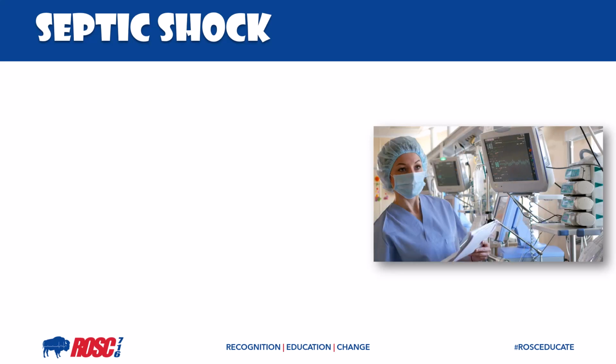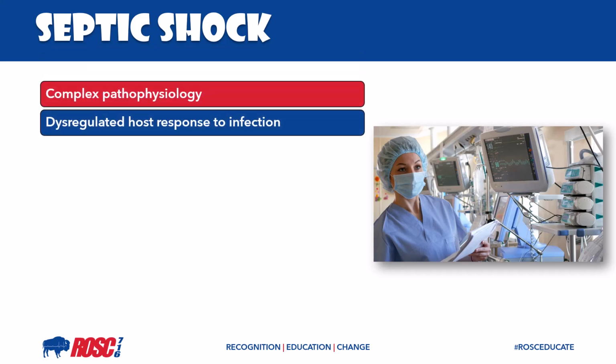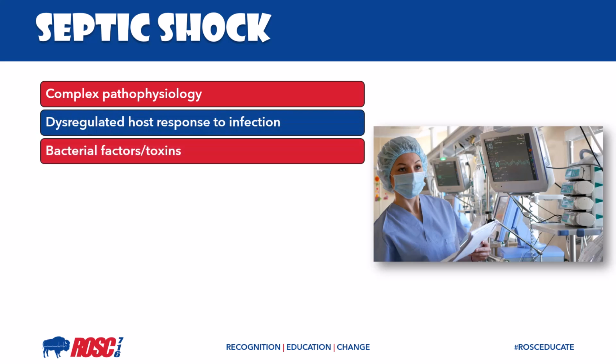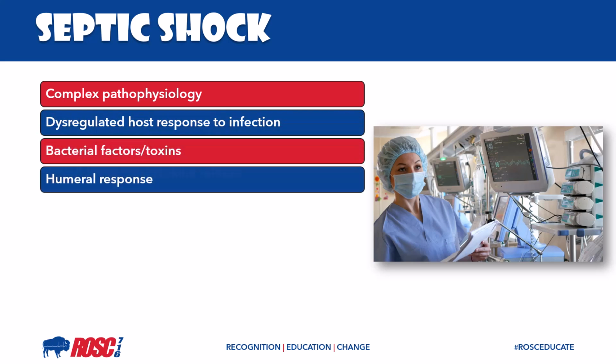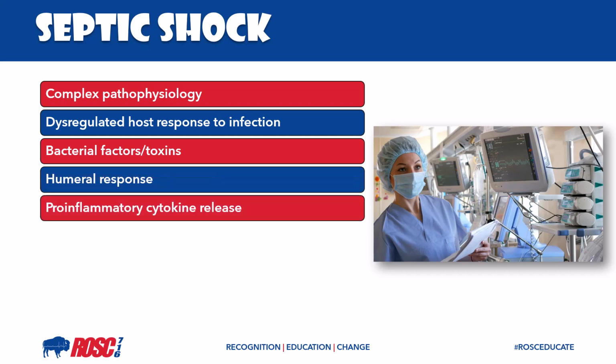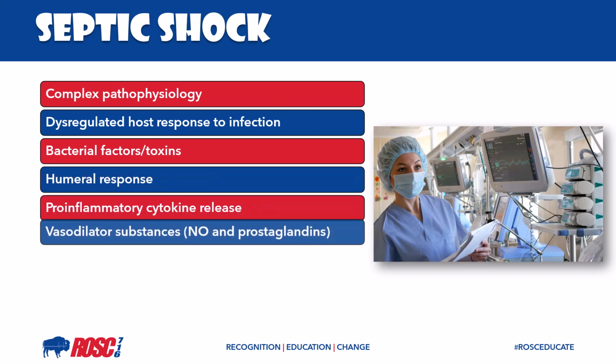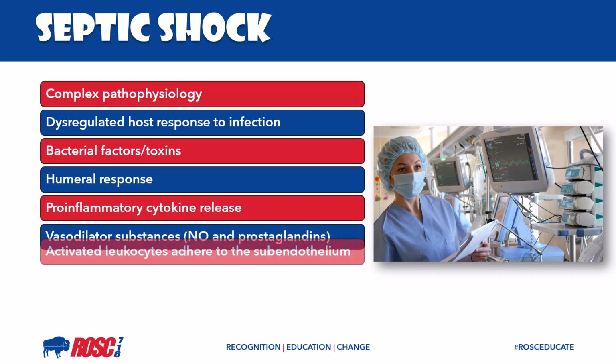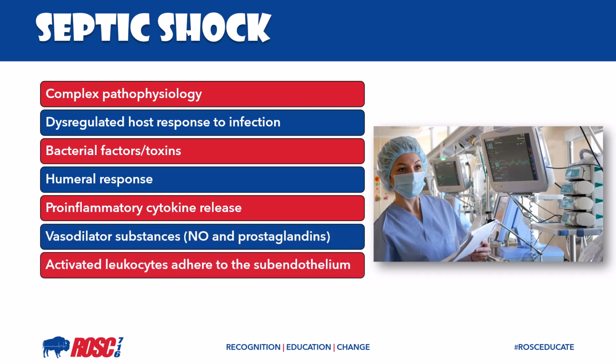Septic shock has very complex pathophysiology. There's books written about it, literally whole books. So with that, I'm just hitting the bullet points here. It's characterized by a dysregulated host response to infection. Infective toxins and factors are triggered. This triggers a humoral response, triggering pro-inflammatory cytokine release. This leads to the release of vasodilatory substances like nitric oxide and prostaglandins. And on top of that, the WBCs adhere to the subendothelium, causing increased capillary permeability, i.e. capillary leak. So overall, sepsis is a vasodilatory state, but in addition, its increased capillary permeability causes intravascular leak.